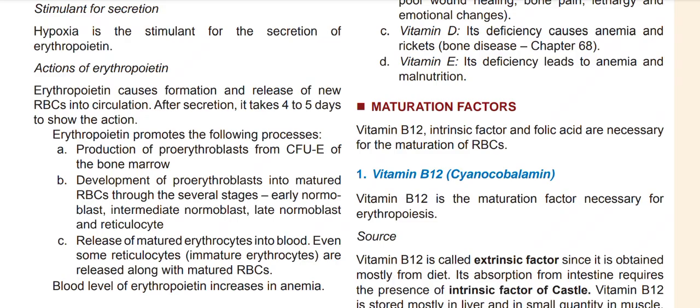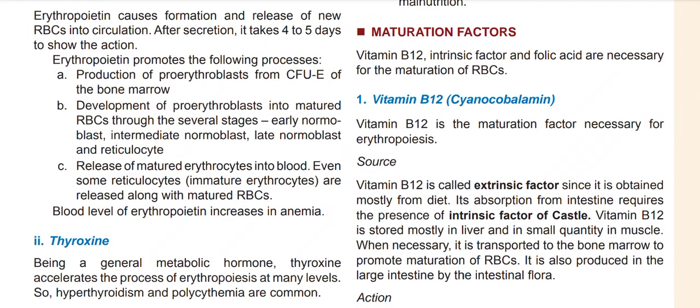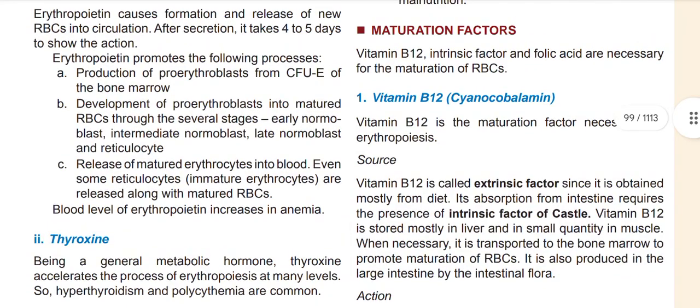Erythropoietin promotes the following processes: production of proerythroblast from CFU-E of the bone marrow, then development of proerythroblast into matured RBCs through the several stages: early normoblast, intermediate normoblast, late normoblast, and reticulocyte. Then release of matured erythrocytes into the blood. Even some reticulocytes, like immature erythrocytes, are released along with the matured RBCs. Blood levels of erythropoietin increase in anemia.